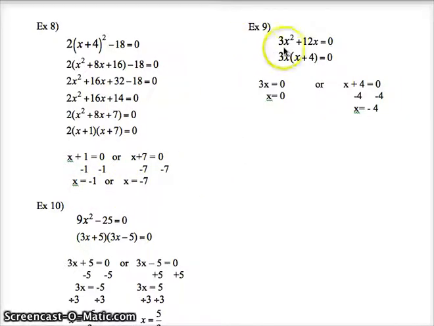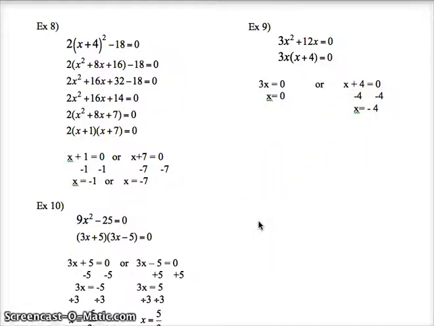Looking at question number 9, looking at what we can factor out, you can factor out a 3x, and then you're left with x plus 4. So one of your factors is 3x, meaning x can be 0, and the other factor is x plus 4, which means x could be negative 4.